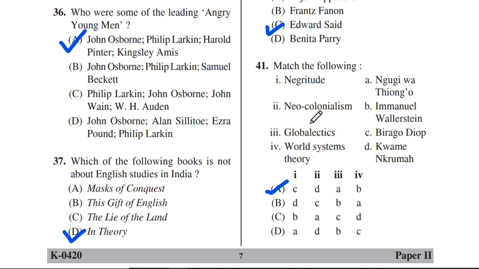That means for the first one, negritude, that is Birago Diop. So then for the second one, neo-colonialism, Kwame Nkrumah. Next to global actors, Ngugi wa Thiong'o. Next to world systems theory, Immanuel Wallerstein.